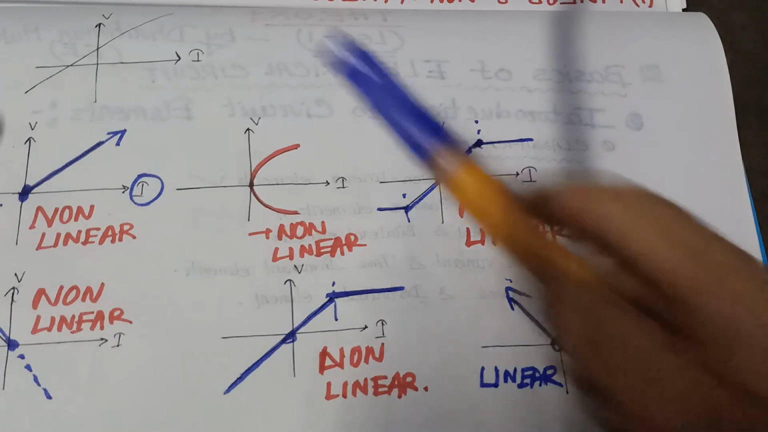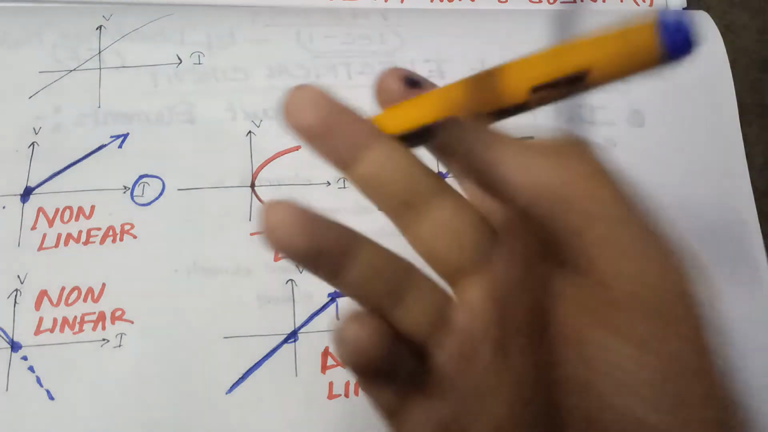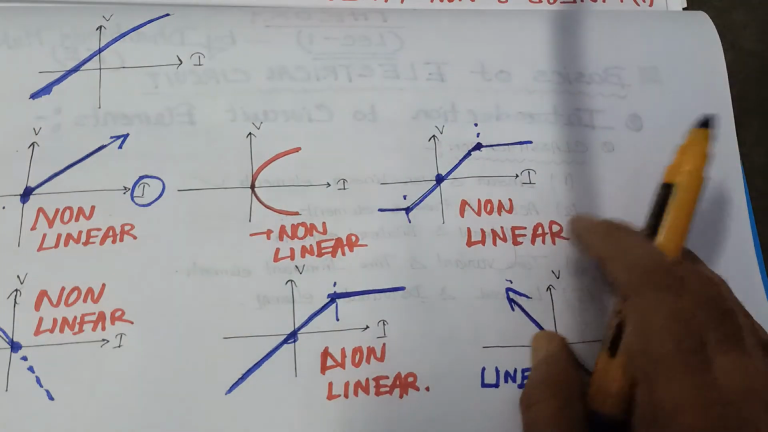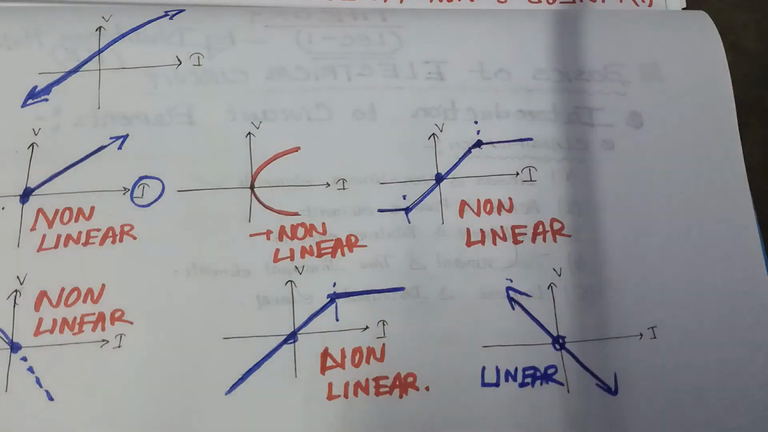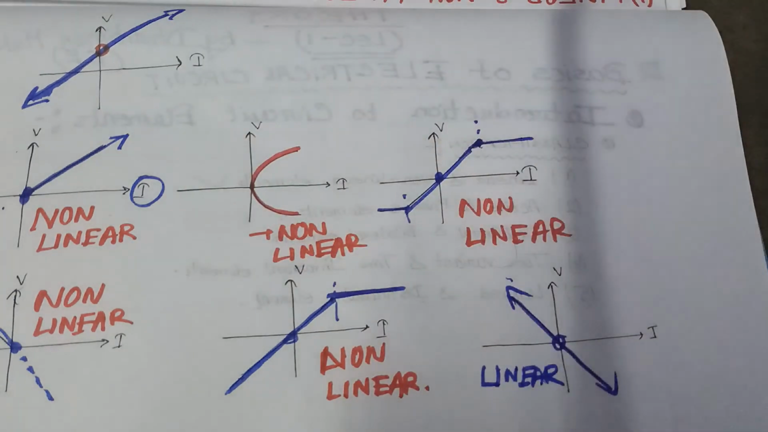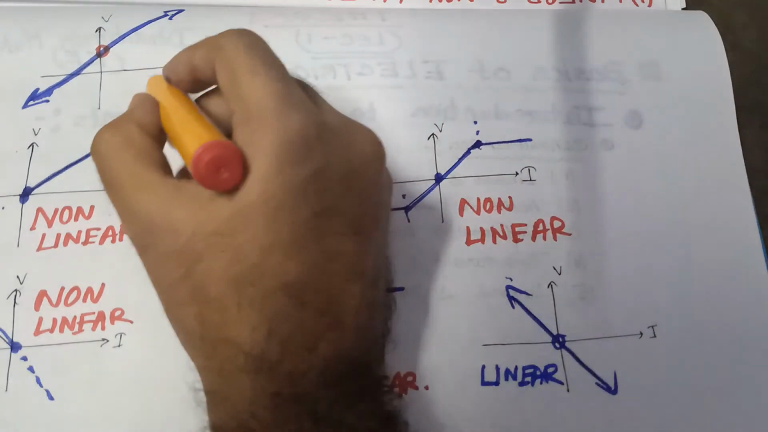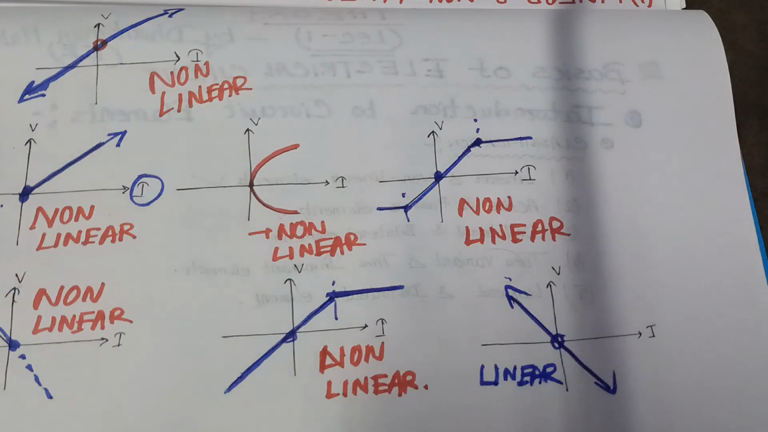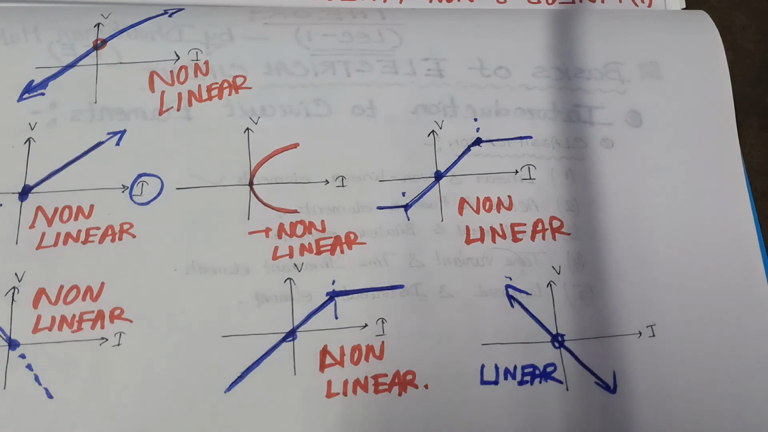In the upper example, see the VI characteristics, where the straight line is following only one equation for all time. So condition 1 and condition 3 are satisfied, but it is not passing through origin. It is passing from this point. So condition 2 is violated. So again it is non-linear. Non-linear. Clear? So by analyzing the VI characteristics of any element, you can determine whether the element is linear or non-linear.